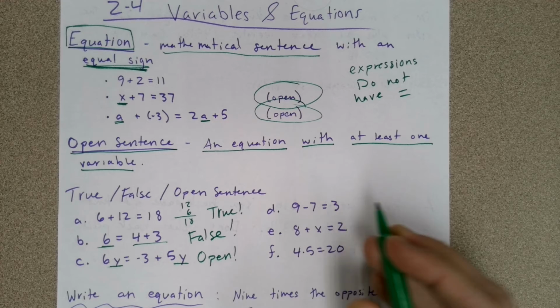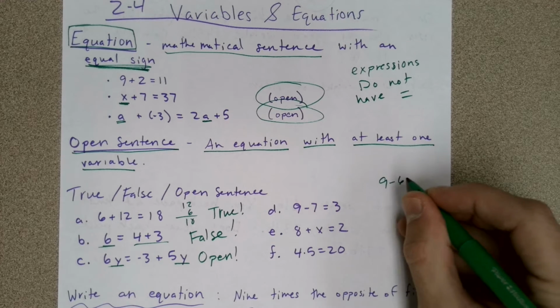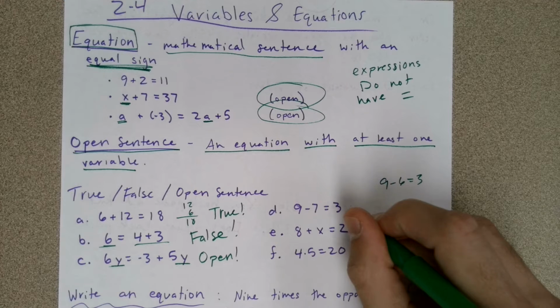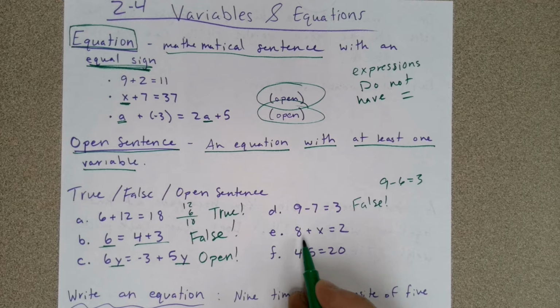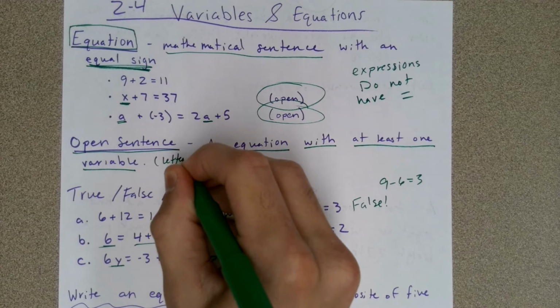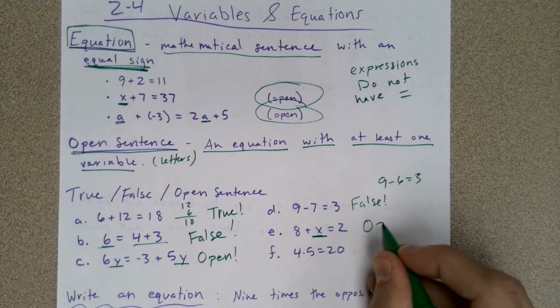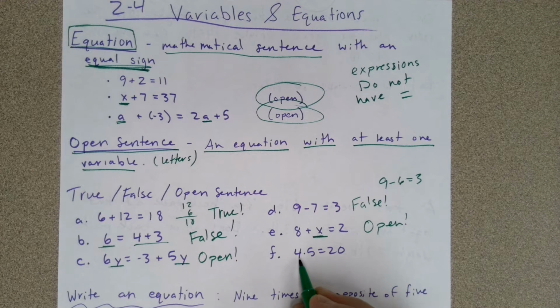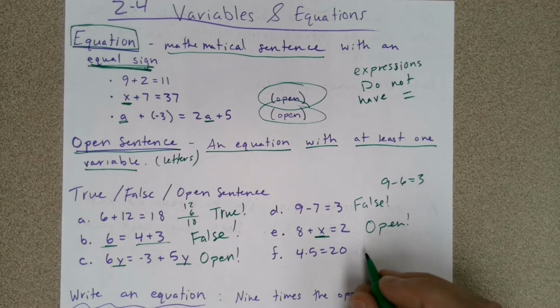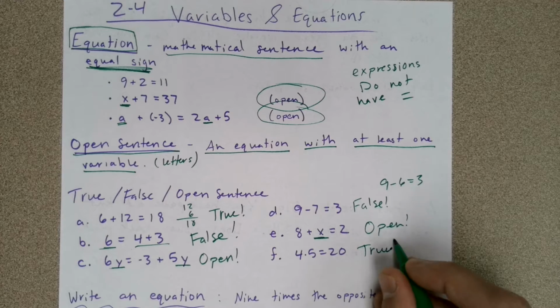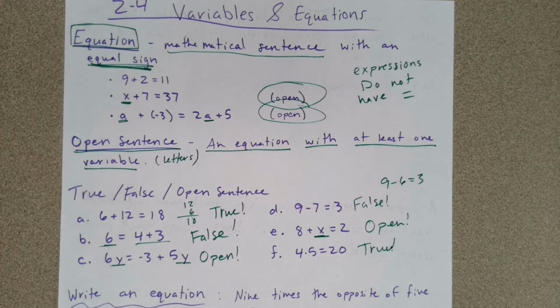D, 9 minus 7 equals 3. I know 9 minus 6 equals 3, so 9 minus 7 cannot equal 3. This is false. Next one, 8 plus x equals 2. I see x there. I know that it is a variable. Our variables are our letters. I know that this has to be an open sentence. And finally, we have 4 times 5 equals 20. Do my mental math, 5, 10, 15, 20. That is true. Piece of cake. Easy lesson today, just like I told you. A lot of plugging in, a lot of stuff you already know.